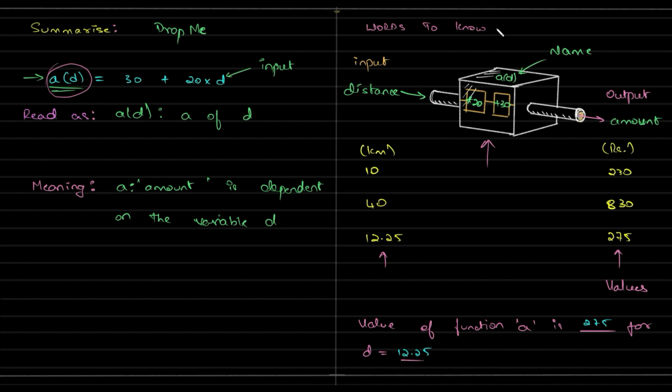Understood? So the words that we learned over here are input, output, and value. Input is the one which we feed in, that is the independent variable. Output is the one which is dependent on the independent variable, and the outputs are given the name values. Values are nothing but a particular output for a given input, right? So we'll learn all of this process again with another simple example.